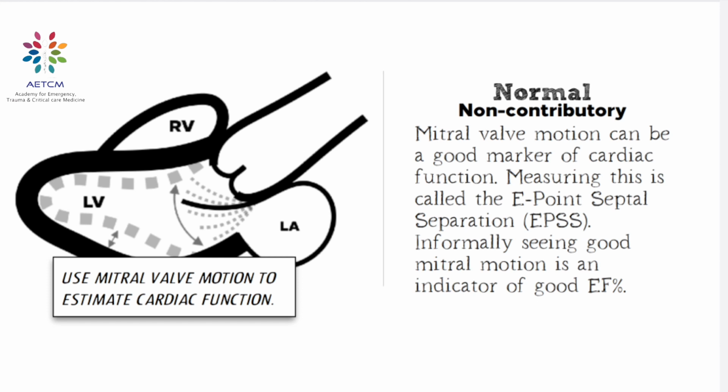We can measure the EPSS, that is end point septal separation. That's the distance from the tip of the anterior mitral valve to the septum. We can measure it in M mode, and an EPSS value of more than 10 indicates a poor ejection fraction.